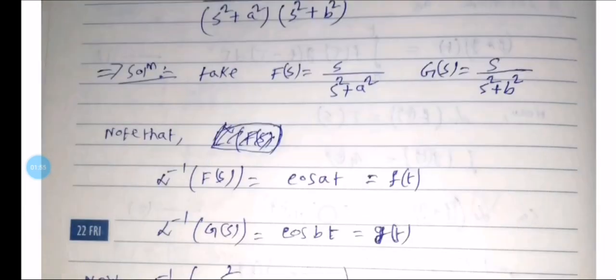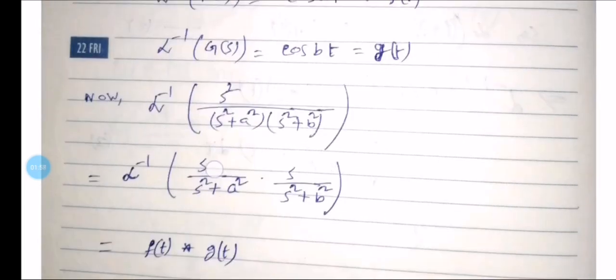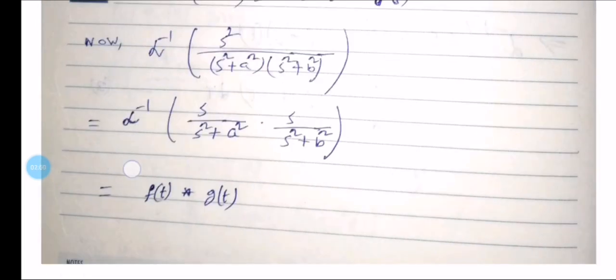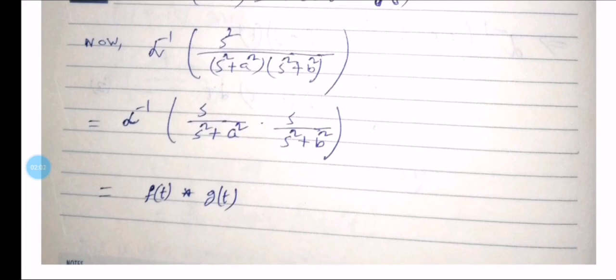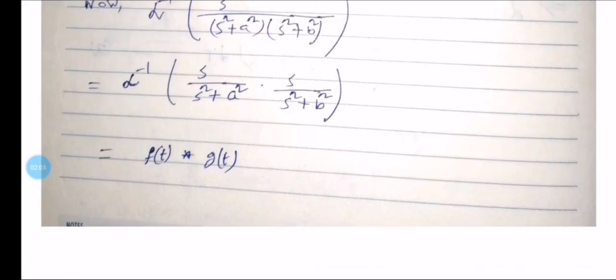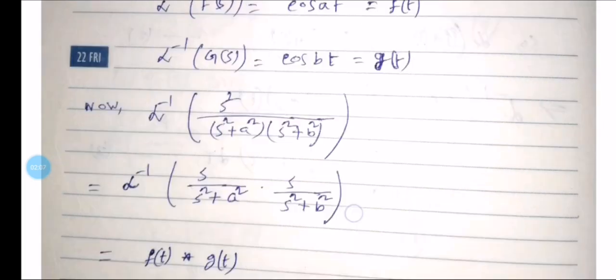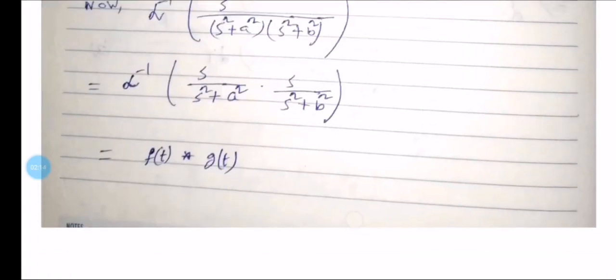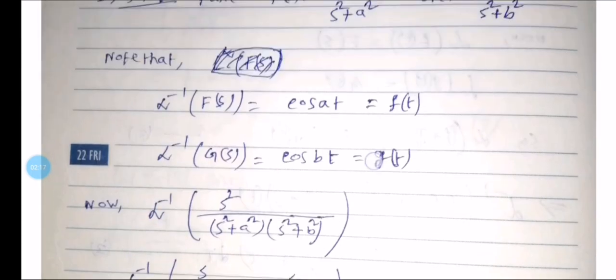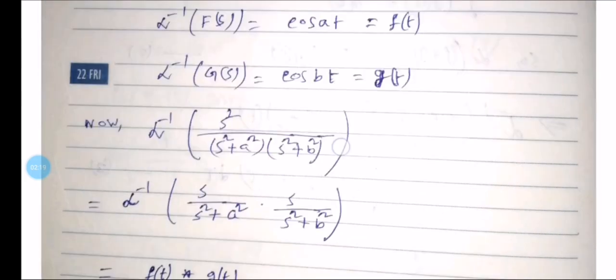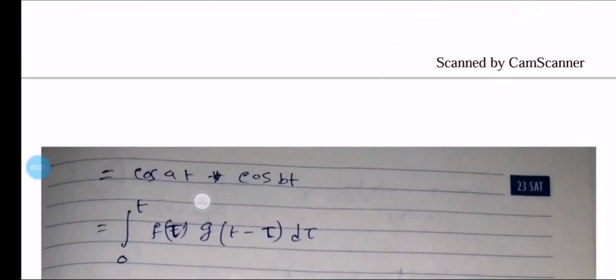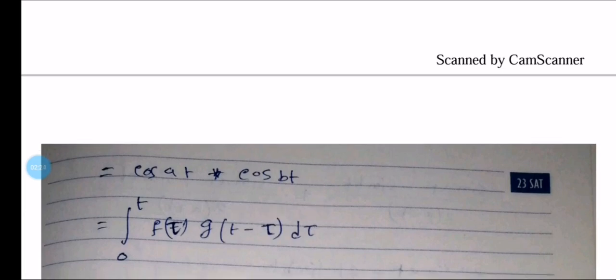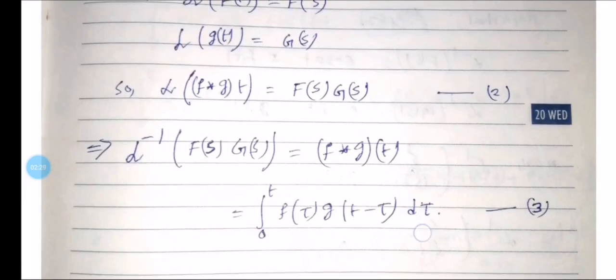So the L inverse of the given function, L inverse of s by (s squared plus a squared) into s by (s squared plus b squared), by the formula L inverse of F(s)G(s) equals (f star g)(t), we can write f(t) star g(t), where f(t) is this and g(t) is this. So cos at star cos bt, and by the convolution definition we can write (f star g)(t) equal to this.